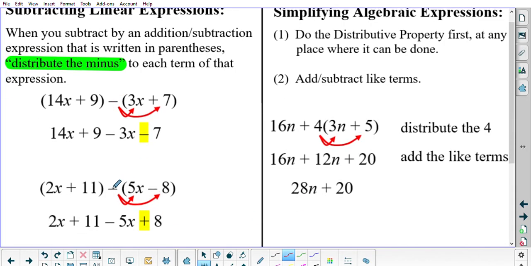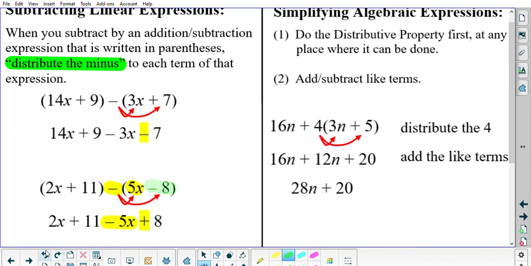Likewise down here, if we distribute the minus, then you would ask yourself, what is a negative times a positive 5x? And that would be a negative. What's a negative times a negative 8? Because it's a minus 8. So think a negative times a negative, and that would give you a positive 8.